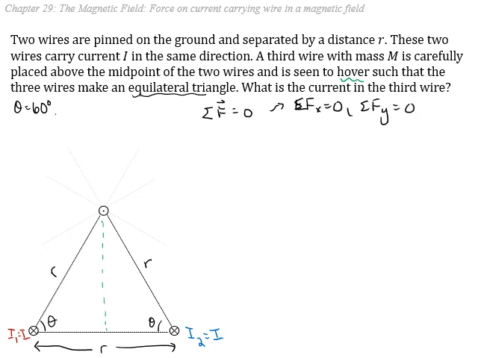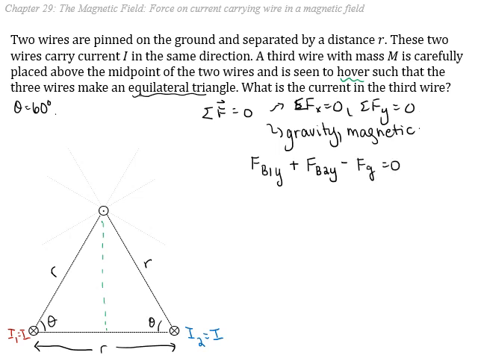So what forces do we have on that top wire? Well, gravity pulls it downwards. And also, that's a current carrying wire near 2 other current carrying wires, so there's a magnetic force. We know that gravity pulls it down, so the magnetic forces must be holding it up. So let's write down the sum of our forces. The magnetic force due to wire 1 in the y direction plus the magnetic force due to wire 2 in the y direction minus the force due to gravity must be equal to 0.